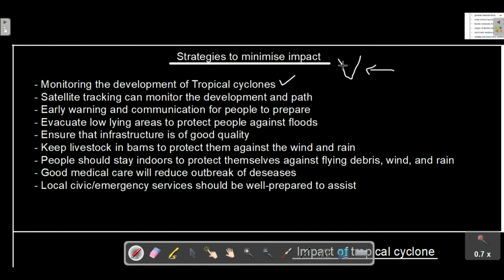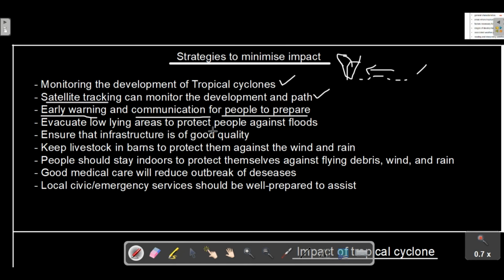We have to be prepared so that we can warn people early so that they are able to prepare. There should be satellite tracking, using satellites to track and monitor the development and the possible path of tropical cyclones, so that you can warn people in these regions that they should move to other regions, they should be evacuated. There should be early warning systems, so that people can prepare in time. There should be equipment, technology, guys, that allows the government to communicate with its people early.